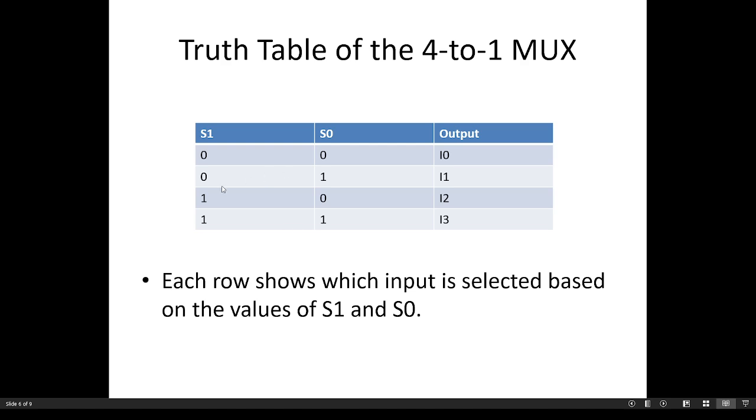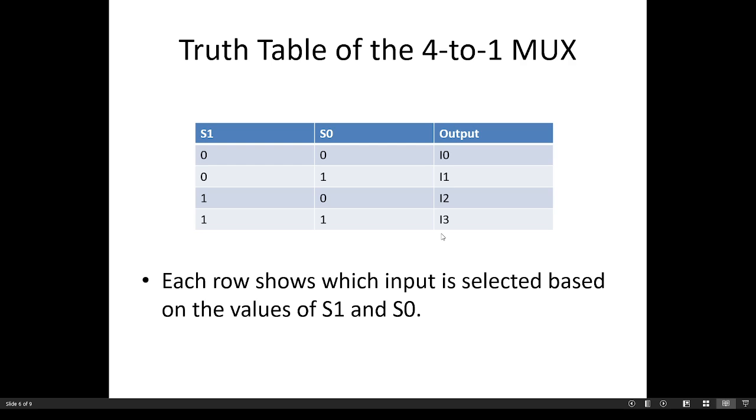Thirdly, when S1 is equal to 1 and S0 is equal to 0, the output is going to be I2. This is because the AND gate with I2, S1, and NOT S0 becomes active. Lastly, when S1 is equal to 1 and S0 is equal to 1, the output is going to be I3.